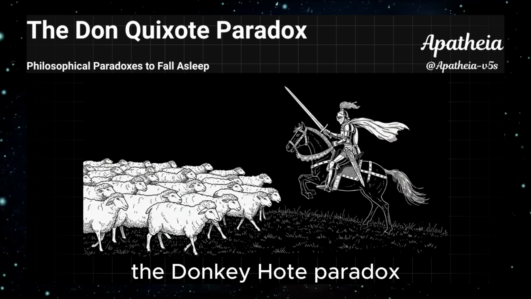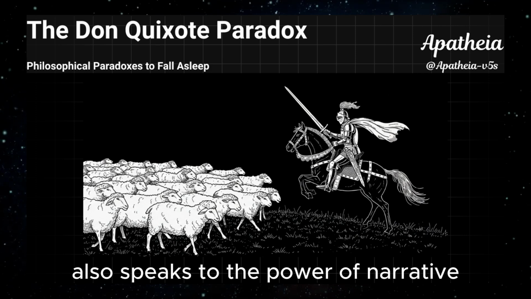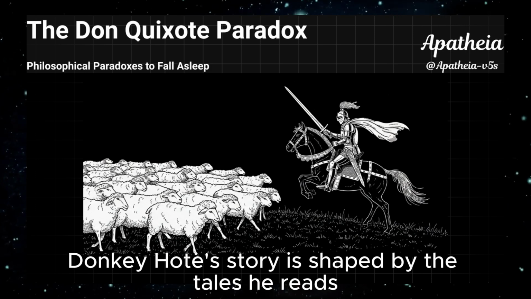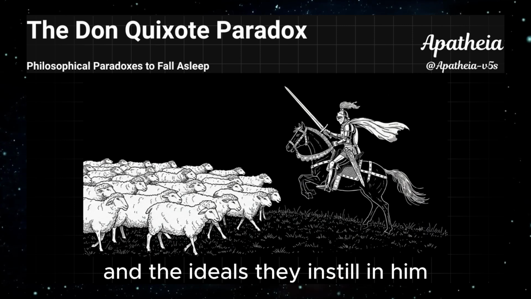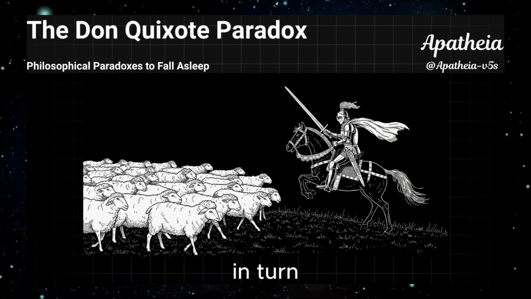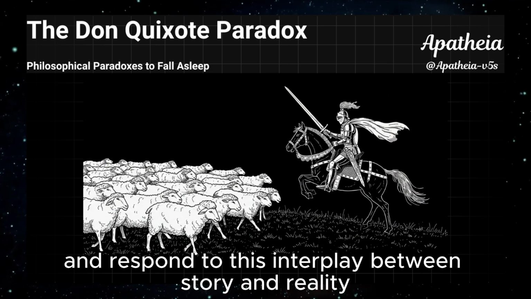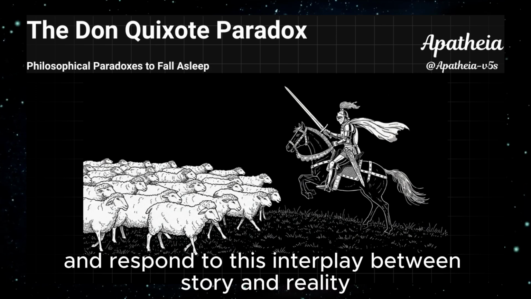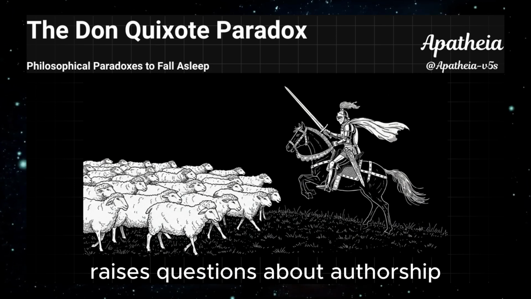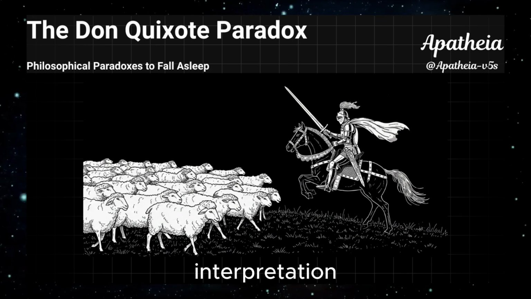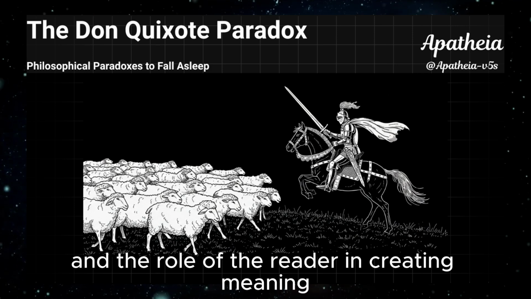The Don Quixote Paradox also speaks to the power of narrative. Don Quixote's story is shaped by the tales he reads and the ideals they instill in him. In turn, his actions become a narrative that others interpret and respond to. This interplay between story and reality raises questions about authorship, interpretation, and the role of the reader in creating meaning.